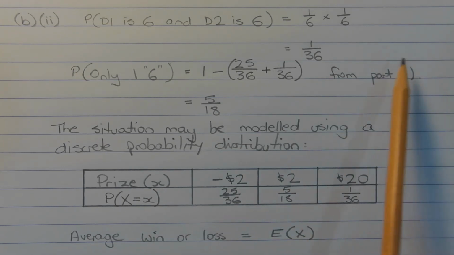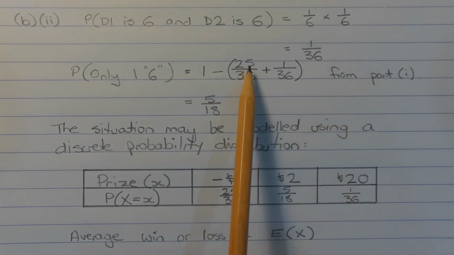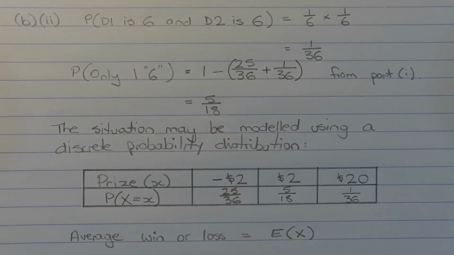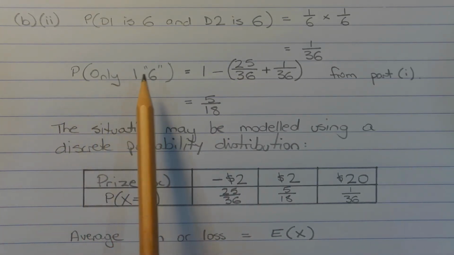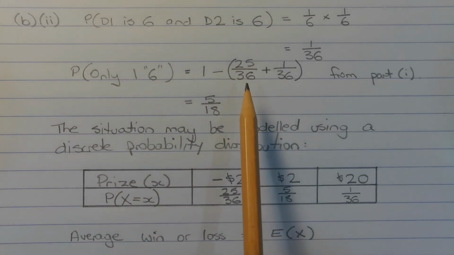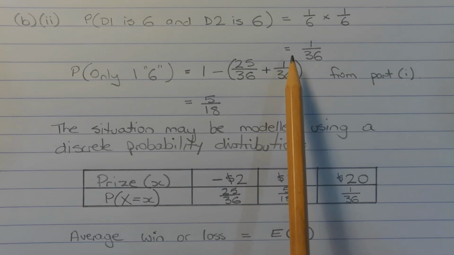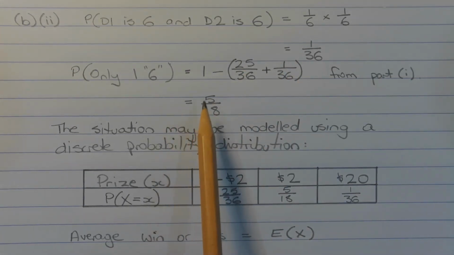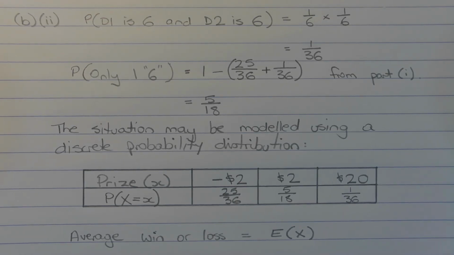Now, using the result from part 1, and applying the law of complements, the probability that only one of the dice shows a 6 is equal to 1 minus (25 over 36 plus 1 over 36), and that equals 5 over 18. We now have the probabilities of all 3 possible outcomes. So the situation may be modelled using a discrete probability distribution, as shown in this table.